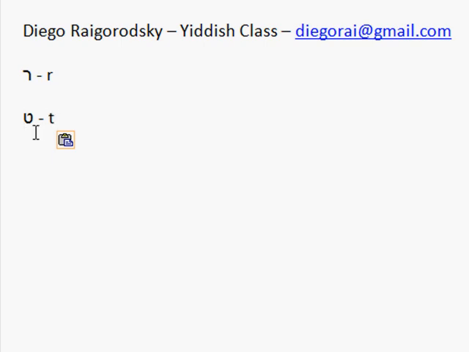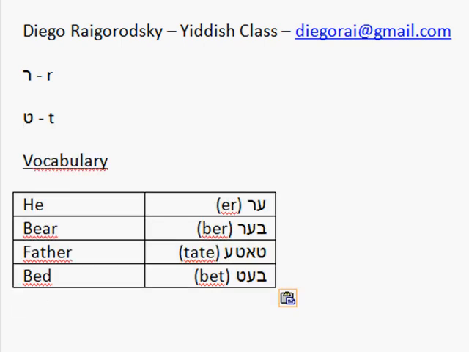So with these two new sounds and the sounds that we have already seen, we are going to see the vocabulary. Here you go, the vocabulary. So let's see again from right to left, okay? So er is the pronoun he, okay? Then we have bear, with the sounds that we have already seen, bear. So it's beer, bear is beer, easy, isn't it?